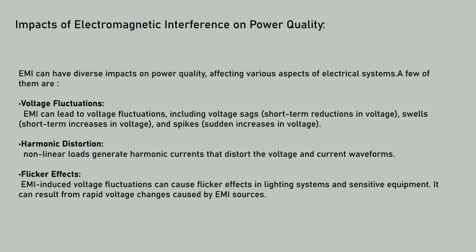Flicker effects. EMI-induced voltage fluctuations can cause flicker effects in lighting systems and sensitive equipment. Flicker is the visible fluctuation in light intensity perceived by human eyes, which can be annoying, cause discomfort, and impact visual tasks. It can result from rapid voltage changes caused by EMI sources.